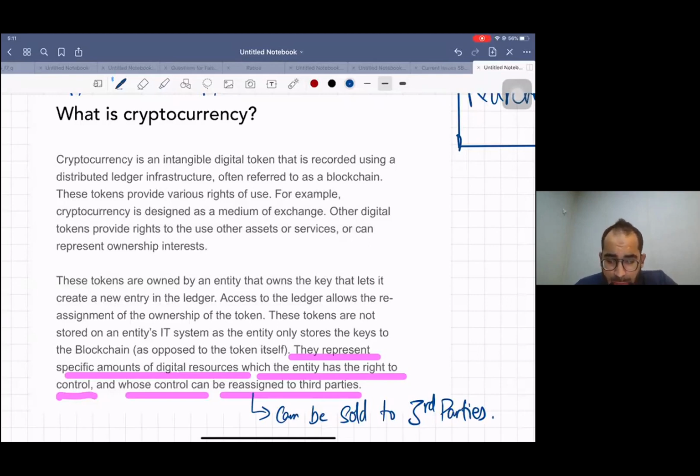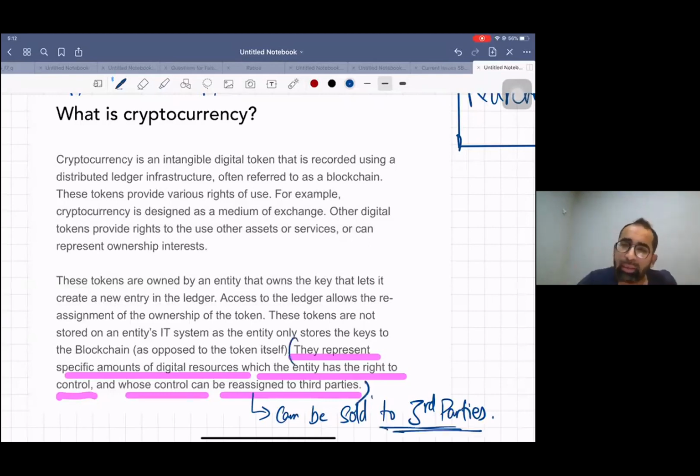Okay, now the issue is how can we account for this cryptocurrency? How can cryptocurrency be accounted for? Look at the screen. I've just moved the screen.